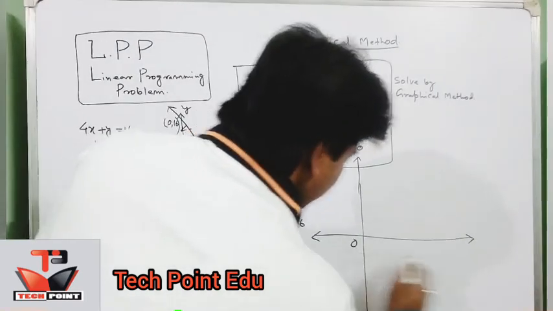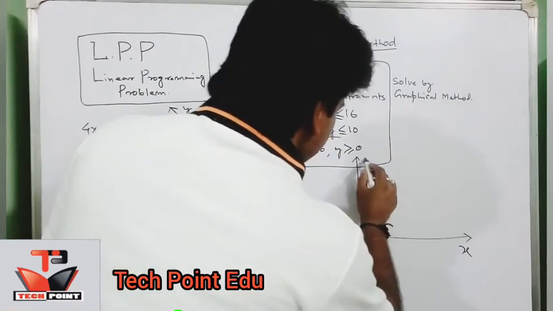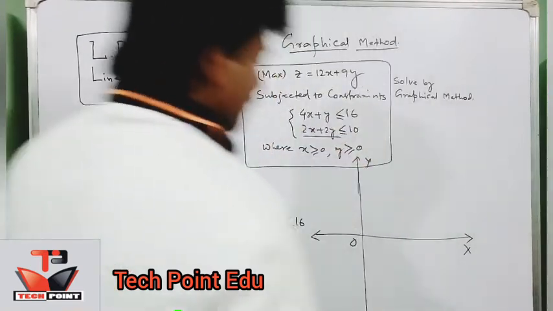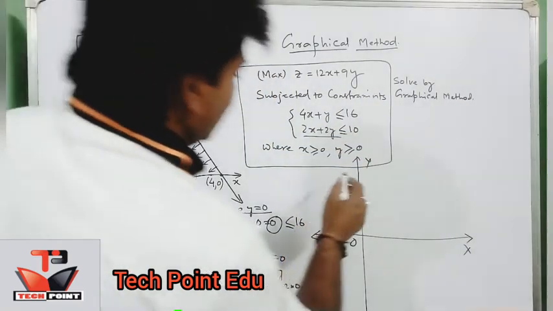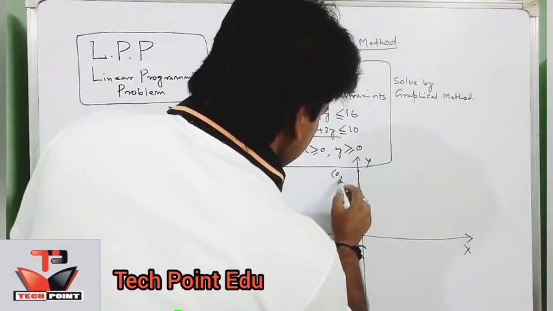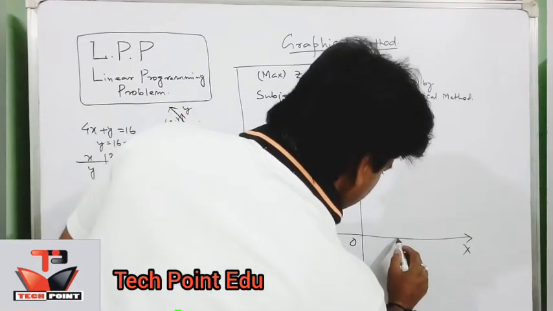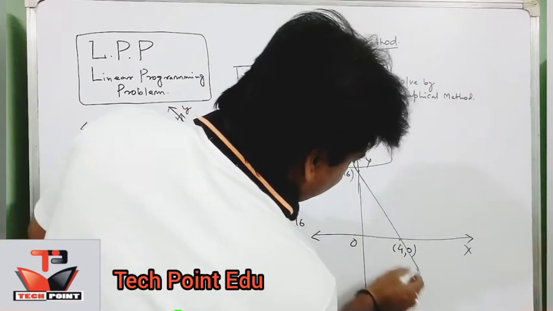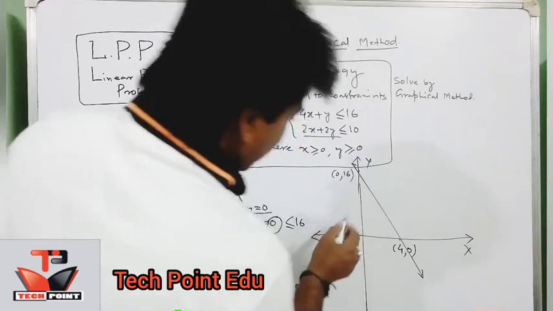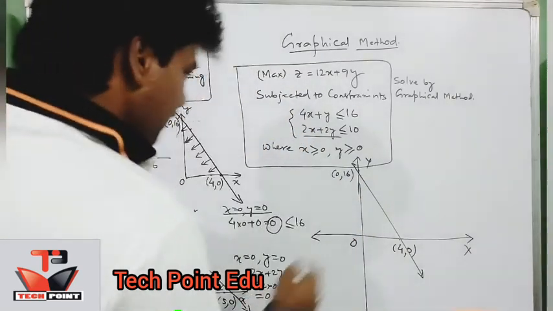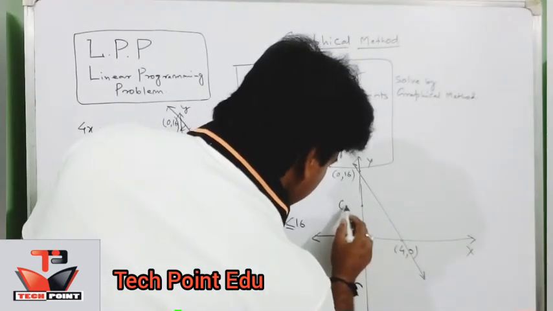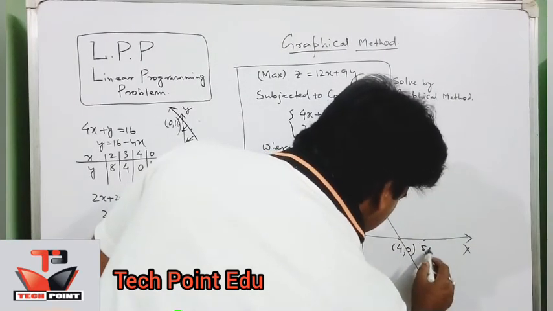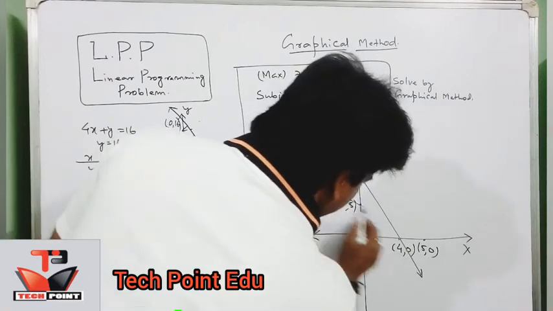This is your origin, this one is your x-axis, this one is your y-axis. Okay, one line is at 0, 16 and one is at 4, 0. That is, the first line will be like this, and the second line is from 0, 5 to 5, 0. Draw the line in this way.